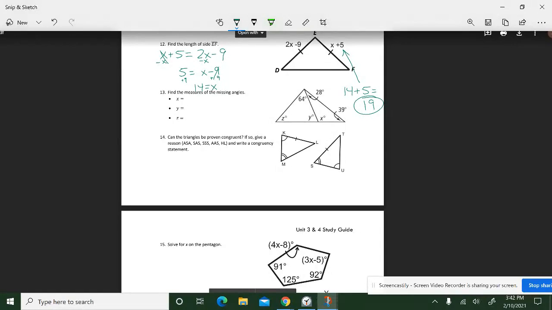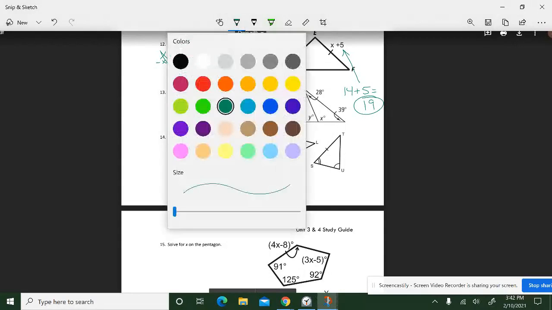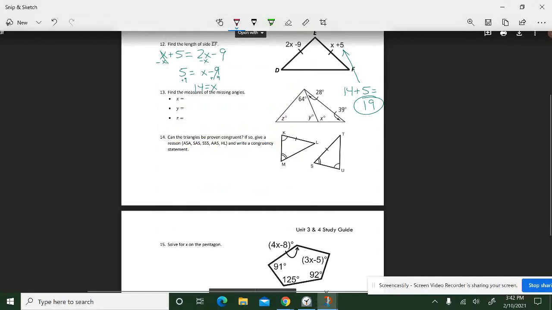Number 13, I'm going to switch colors again so it's really clear what goes with 12 and what goes with 13. Let's do this magenta color here. We've got to find all three missing angles. I would start with angle X, not only because it's first in alphabetical order, but because X is part of a triangle where I already know two angles. I have 28 and 39. So I'm going to add those together. I get 67. I will subtract that from 180.